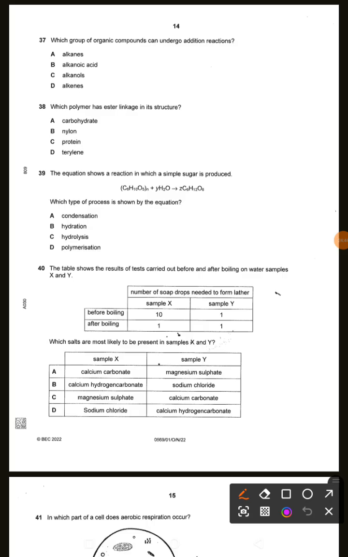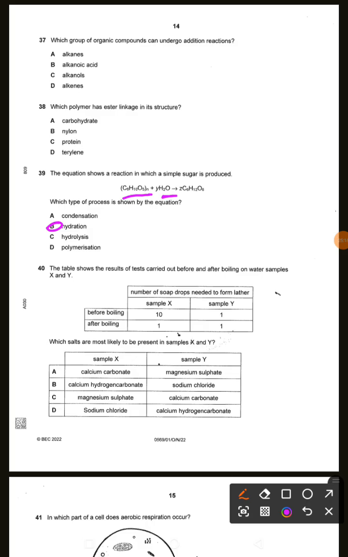Number 39. The reaction shows the reaction in which a simple sugar is produced. What type of process is shown by the equation? What do we see there? I see that compound there reacts with the water. So whenever you have a reaction that involves water being added to a compound, then you have hydration. If you're adding water, then you have hydration.